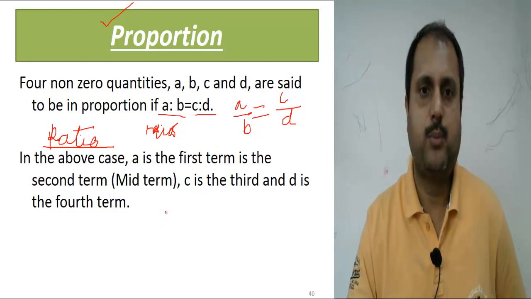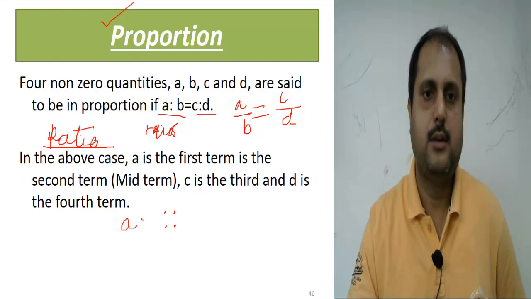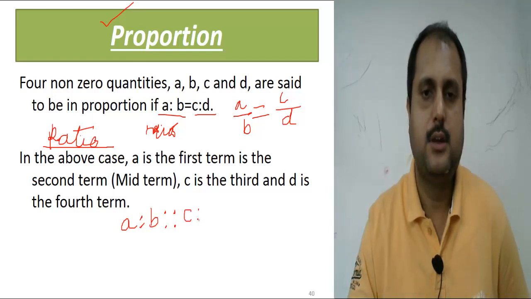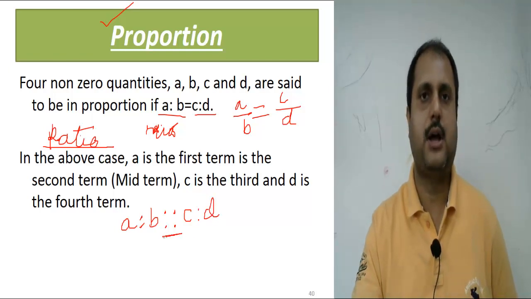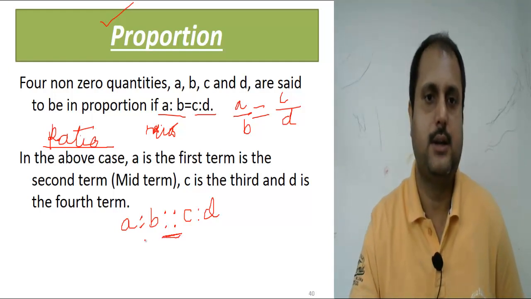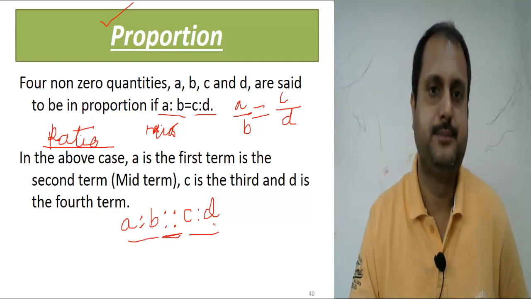Now the sign of the proportion is the double colon. Two colons is the sign of the proportion. So A ratio B is in proportion with C ratio D. Whenever you want to signify proportion, you have to use this sign. So A ratio B is equal to C ratio D.